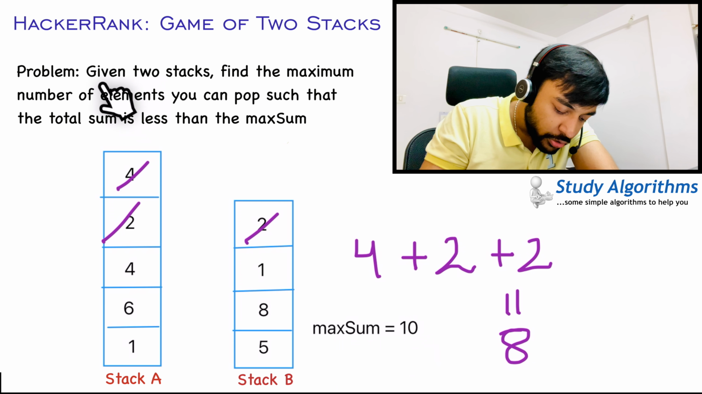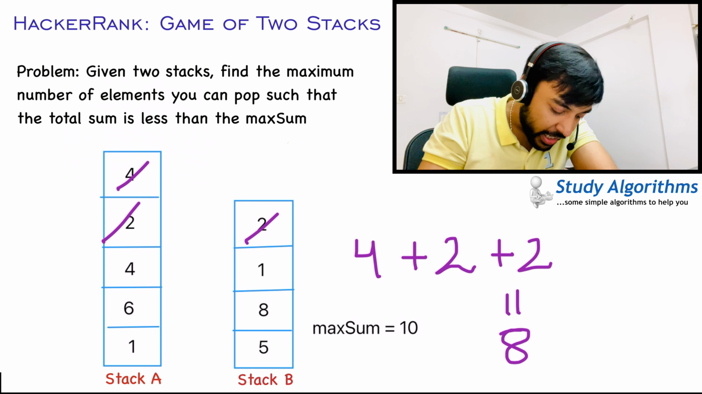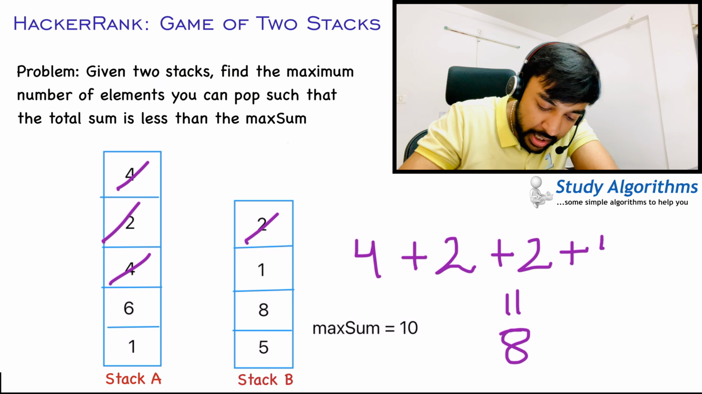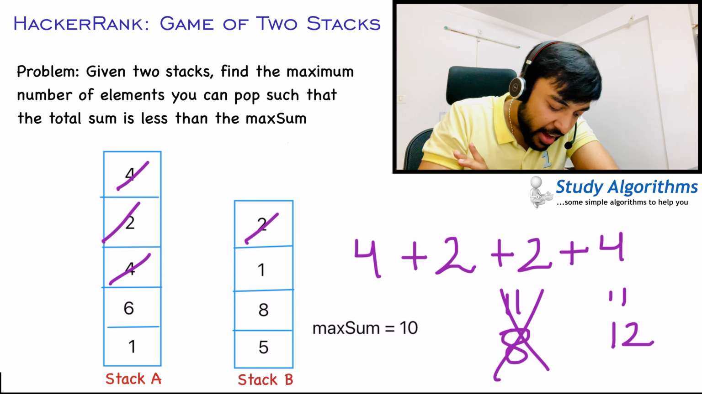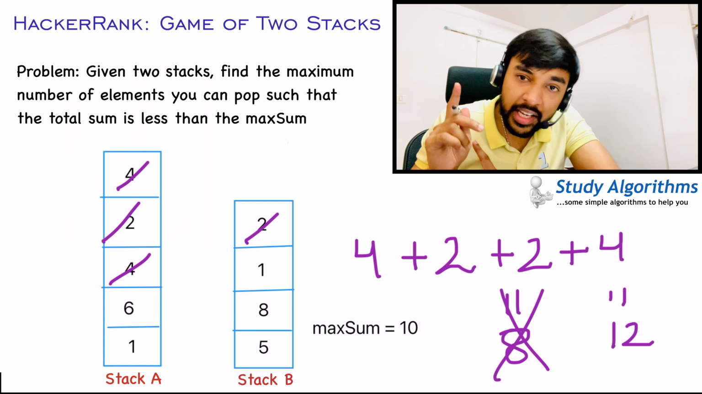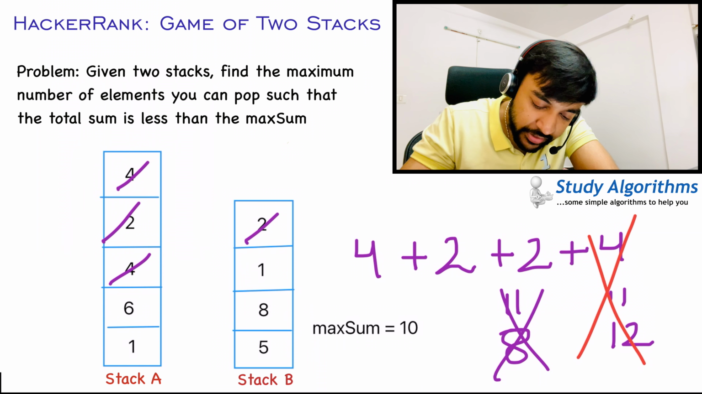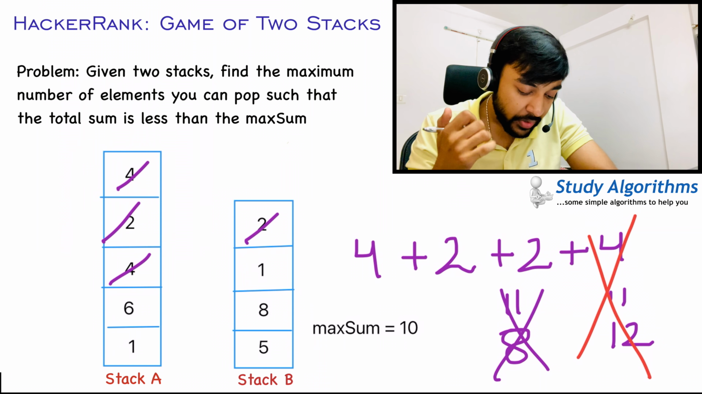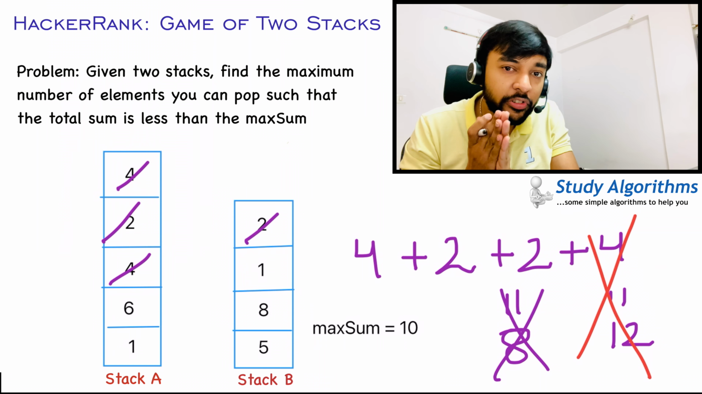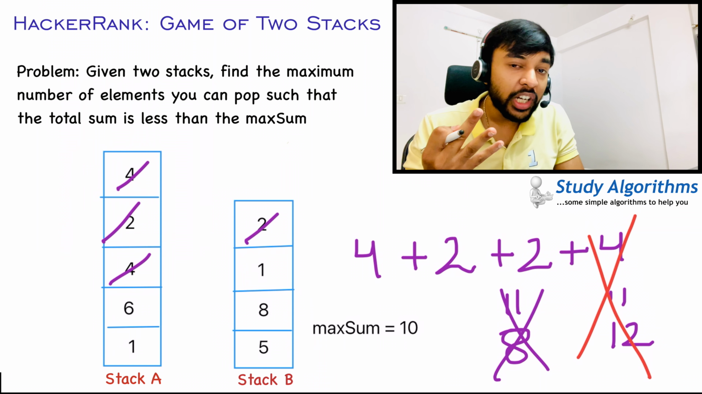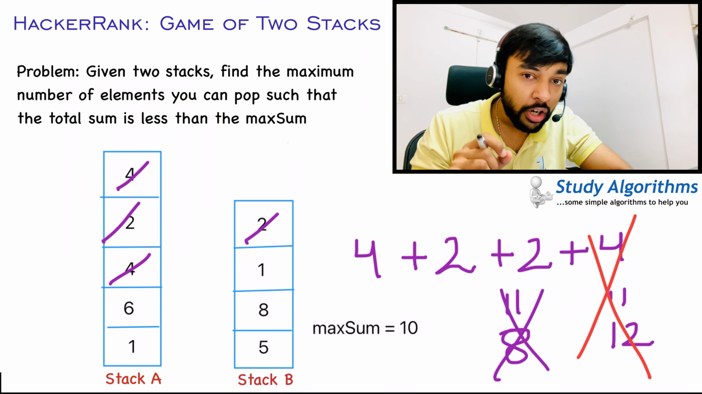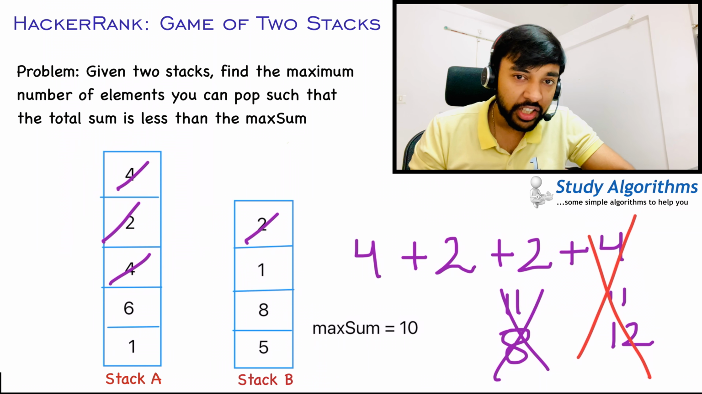So let's say I choose my stack A once again, and this time I will pop the element 4. So once I pop the element 4, my value becomes 12. So you see, we have exceeded this max sum. That means we cannot pop this value 4. So right now you could pop 3 values, right? So if you played your moves in this game like this, you could achieve a score of 3. In this problem, you need to find out what is the maximum score that you can achieve.